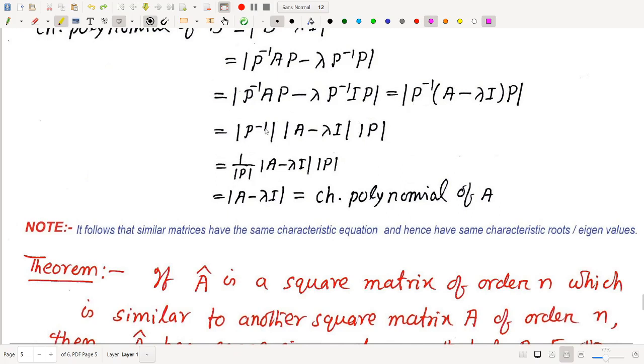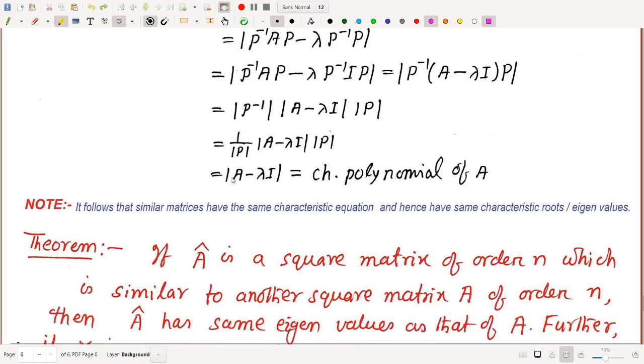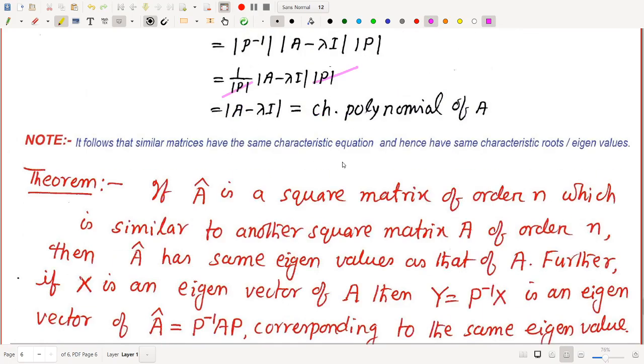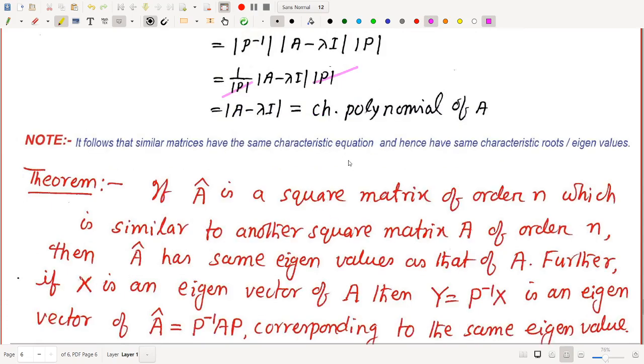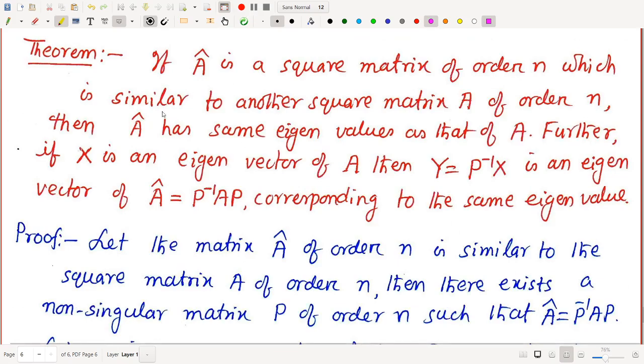And this determinant of P inverse we know is 1 by determinant of P, and this gets cancelled with determinant of P. So what you get? Determinant of A minus lambda I. But this is the characteristic polynomial of A. So A and B are similar, they have the same characteristic polynomial. Therefore they will have the same characteristic equation, and therefore the same characteristic roots, that is eigenvalues. So similar matrices have the same characteristic equation and hence the same characteristic roots or eigenvalues.